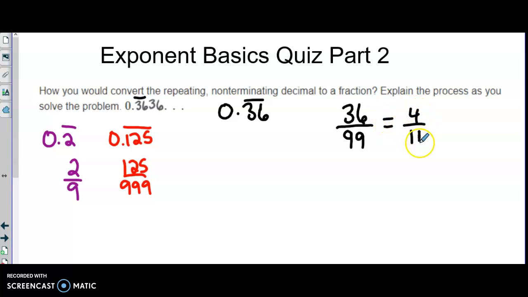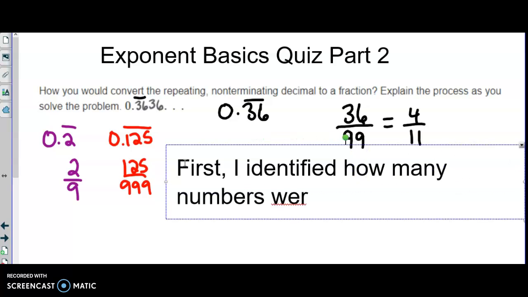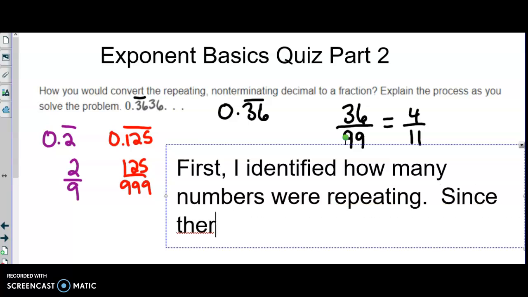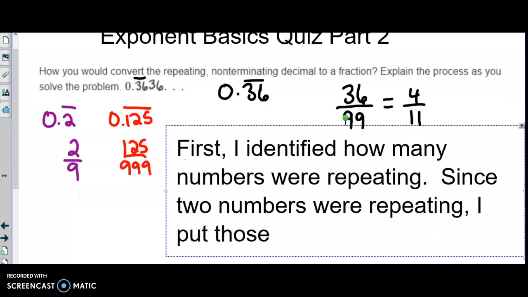So if I was writing this out as an explanation, I would probably say something along the lines of, and yours does not need to sound exactly like this, but first, I identified how many numbers were repeating. Since 2 numbers were repeating, I put those 2 numbers over 99.